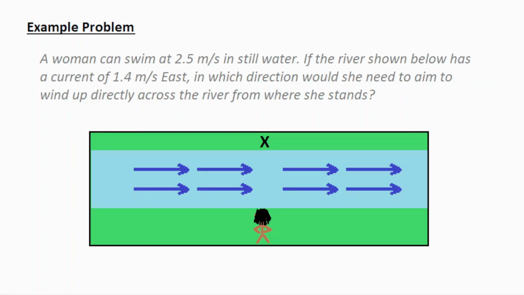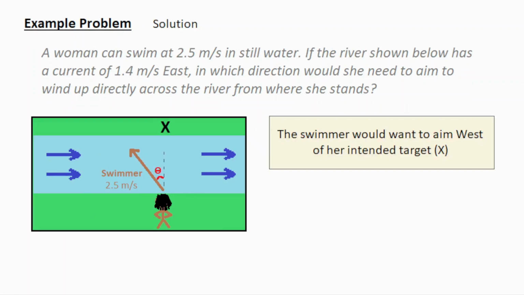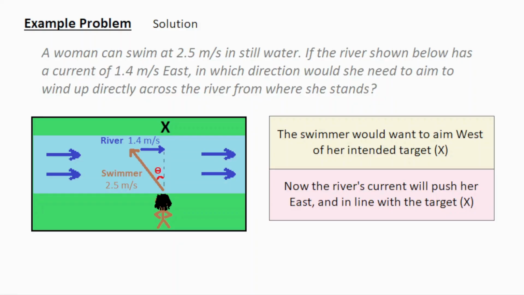Well, what she would not want to do is to aim her paddling directly at the X. Then the river will pull her to the east, and she'll wind up somewhere over here. So where should the swimmer aim? I think she should aim west of her intended target. I'm drawing a vector for her paddling that is directed north and west. And now when we add the river's effect, from the end of her vector, you can see that it will pull her back to the east and in line with the target.